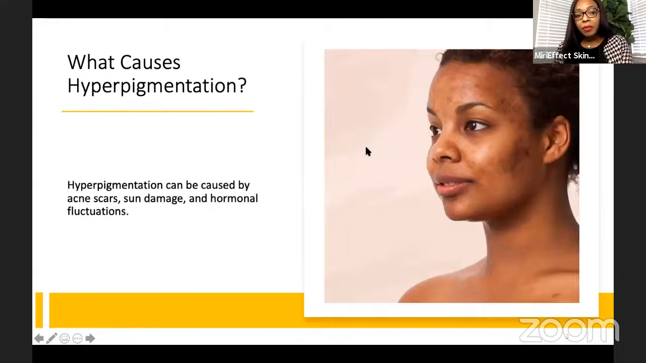And so what causes hyperpigmentation, as I mentioned, it could be acne scars, sun damage, and hormonal fluctuation. So if I did a show of hands, I'm sure most of you can tell me that when you get a pimple, you find yourself doing this: picking it, squeezing it, popping it. And that is something that I tell my clients to avoid by any means necessary. The last thing you want to do is to aggravate an acne that's formed on your face, or just to use the wrong products. Another factor is sun damage.